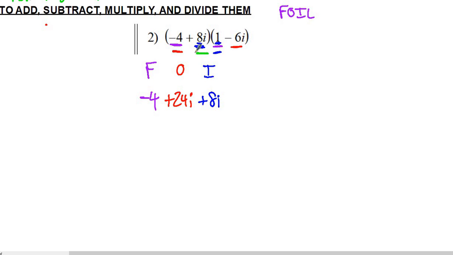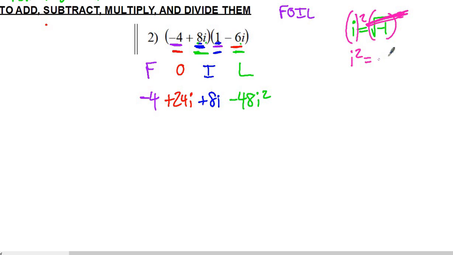And then finally we have the last terms, 8i times negative 6i. 8 times negative 6 is negative 48, and i times i is equal to i squared. Now here's what I want to point out. Hopefully you remember that i is defined to be the square root of negative 1. So what is i squared in that case? Well, if you square this side and you square this side, squaring and square rooting are opposites. They cancel each other out. What that means is i squared actually equals that number right there. It equals negative 1. So we could rewrite the following and still have it agree with the original.